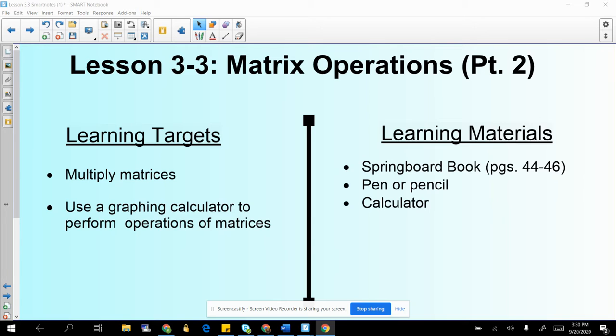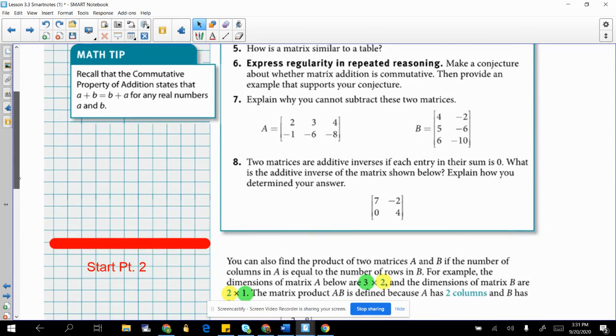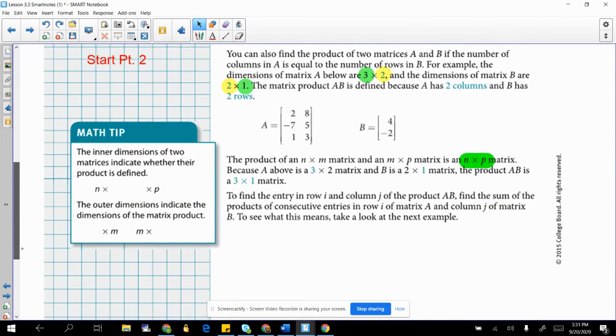We are going to be starting off where we left off, which was page 44 in your Springboard book, and you will want a pen or a pencil and a calculator. Today we are going to be multiplying matrices. Alrighty, so we did that last time, and here we are.